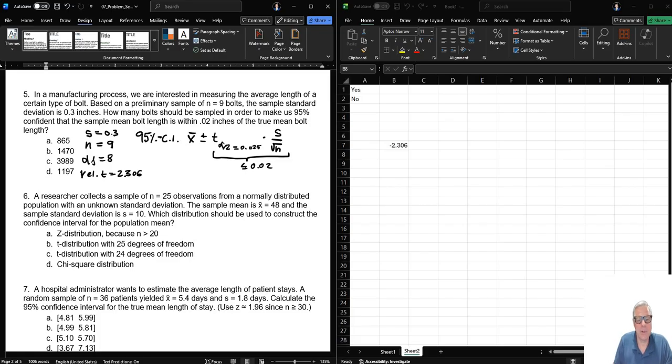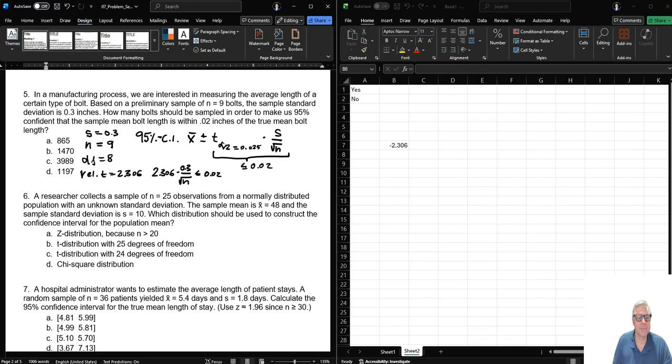Okay, so now what we need to calculate is, or basically what we need to solve is the equation 2.306 times the sample standard deviation of 0.3 divided by the square root of n. And I need to know this n that makes this term less than or equal to 0.02.